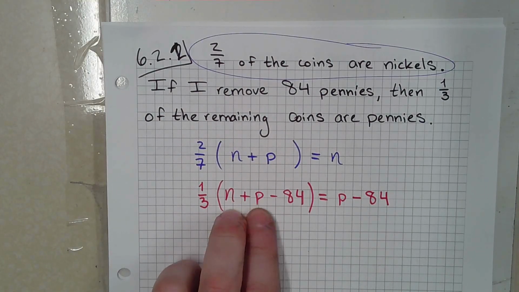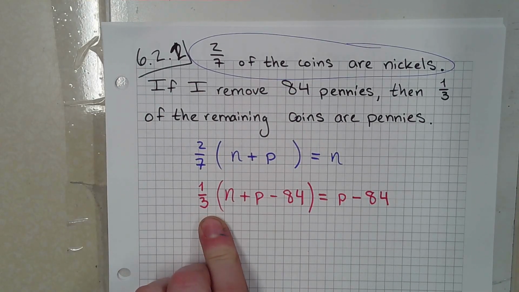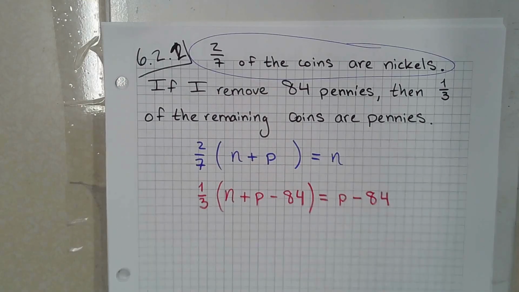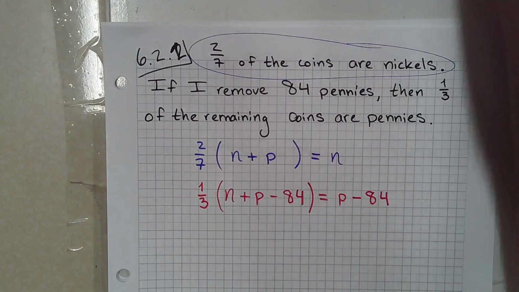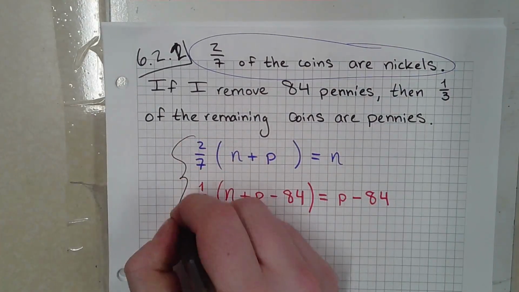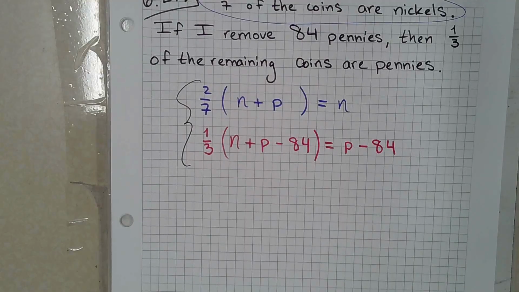So here's our total. We're taking away 84 coins, right? All of which are pennies. One third of that new total will equal our new amount of pennies, right? Pennies minus original pennies minus 84. So here are our 2 equations, and this should feel a lot like Chapter 5 after this setup. So what we're going to do is simplify these equations as much as possible, and then we're going to do some elimination substitution.